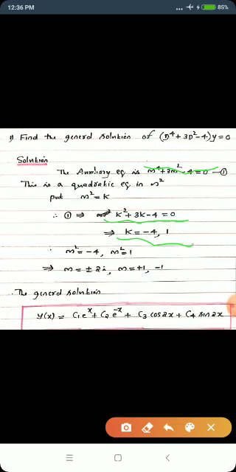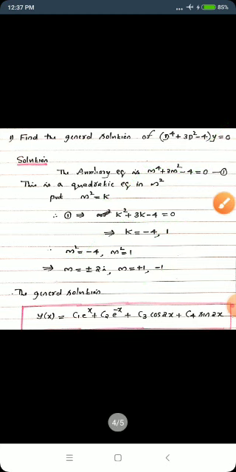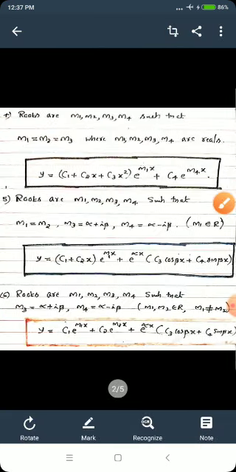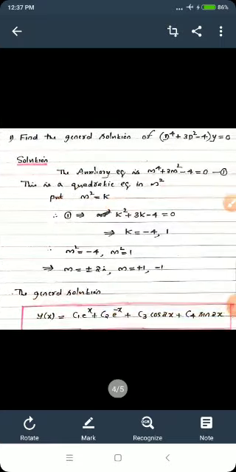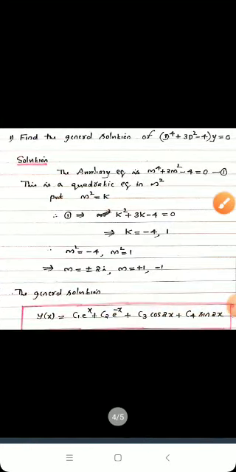We know k is equal to m square, that's why m square is minus 4 and m square is 1, and hence we get the 4 roots of the given ODE: m is plus or minus 2i, m is plus 1 and m is minus 1. This is the case of a fourth order ODE having 4 roots in which 2 are different real roots and 2 are complex roots, and according to the general theory, the solution is c1 e raised to x plus c2 e raised to minus x plus c3 cos 2x plus c4 sin 2x.